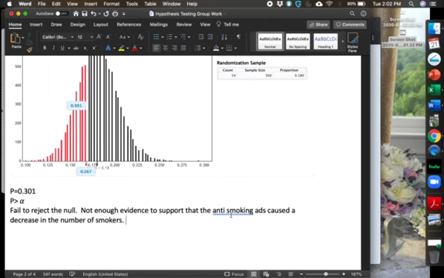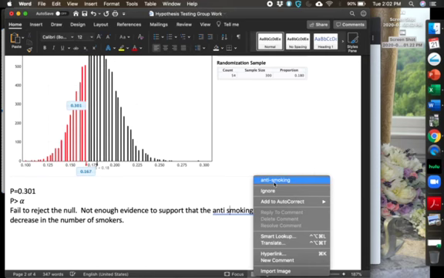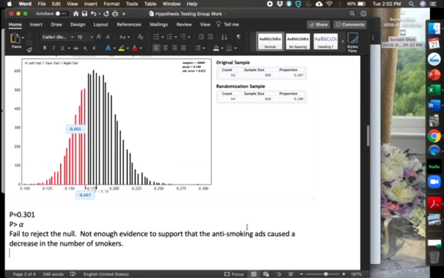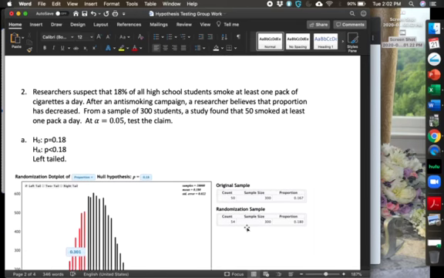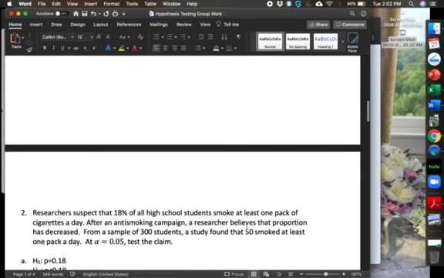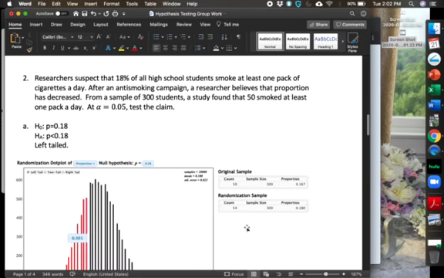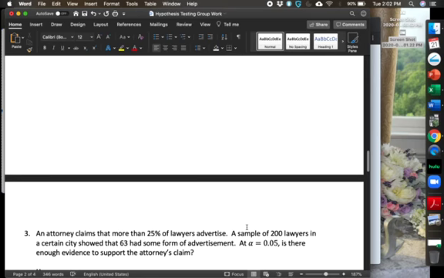That's all we have to do in order to summarize. So 2 questions down, we have 3 to go. So far, both of my results were failing to reject. Let's look at our third question.